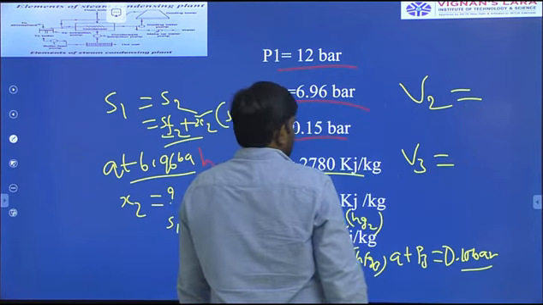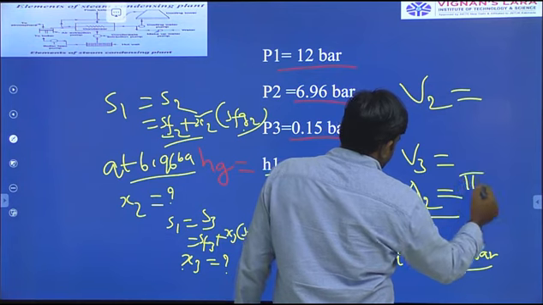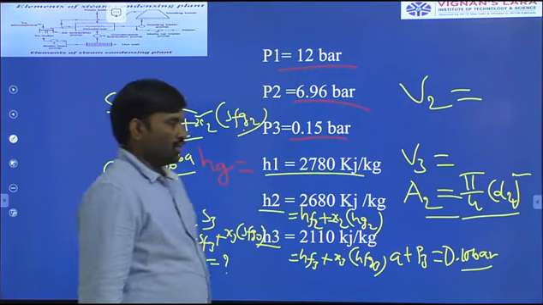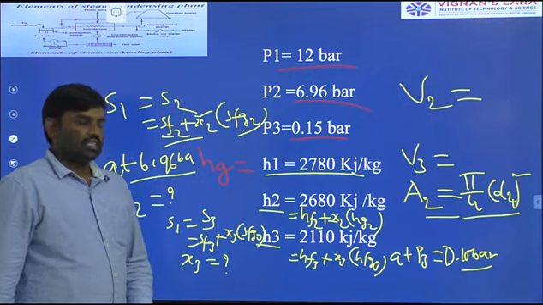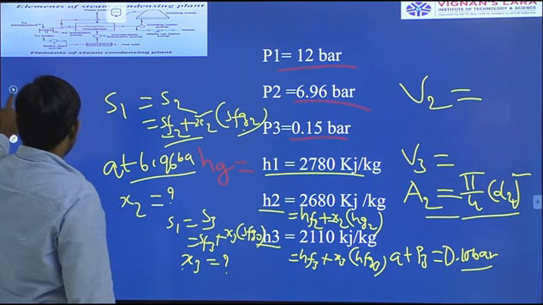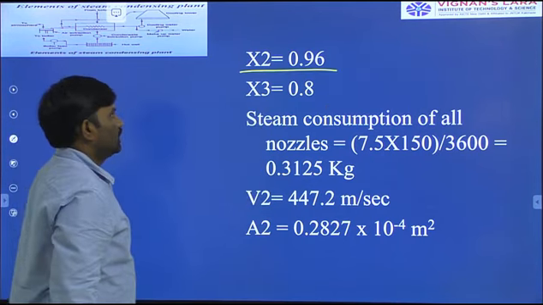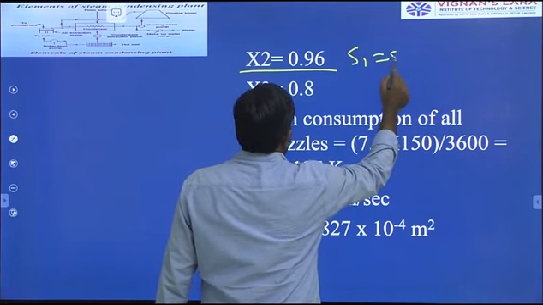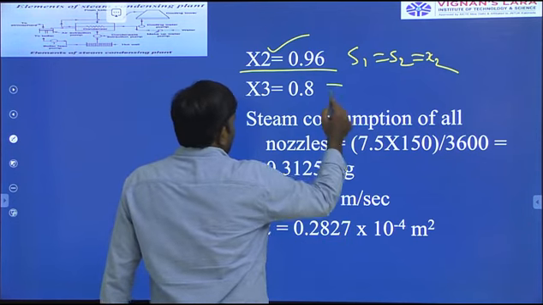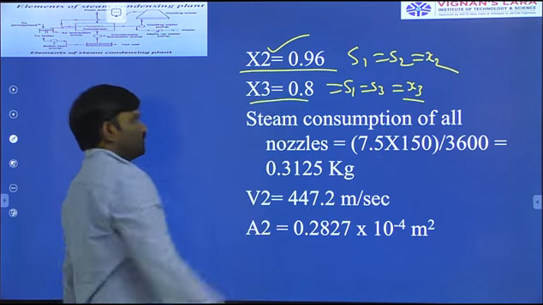In the given data we have the diameter of the nozzle at the throat section. With it you can easily evaluate the area at the throat section using the pi by 4 d square formula. Okay, the X2 value is 0.96. After applying the entropy relation S1 is equal to S2, you can calculate X2, which is 0.96, and applying S1 is equal to S3, you can calculate X3, which is 0.8.